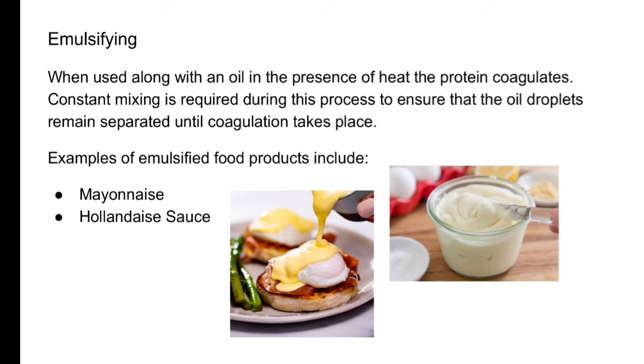Eggs can also be used as an emulsifier, meaning that when it is used along with an oil in the presence of heat, the egg protein coagulates. Constant mixing is required during this process to ensure that the oil droplets remain separated until coagulation takes place. And examples of dishes include mayonnaise or sauces such as hollandaise.